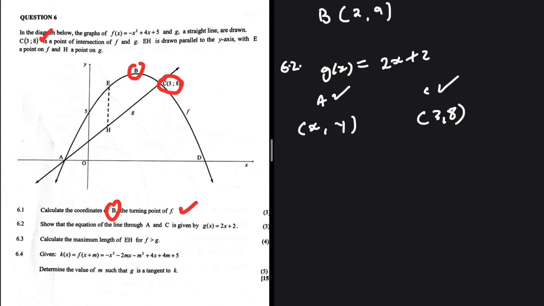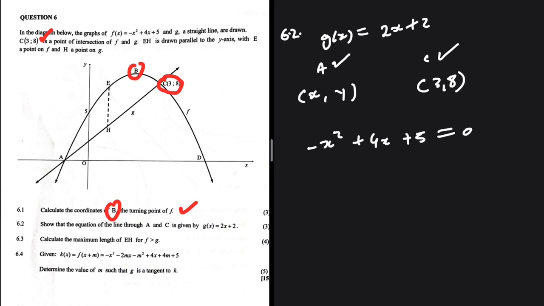Unless there's another way of doing it. Is there another way of doing it? I cannot see an immediate way of doing it. But if there is, we can also explore that way. But here I can see that if I let minus x squared plus 4x plus 5 be equal to 0, I can find the x value of A and the x value of D, and be able to substitute it into f of x.